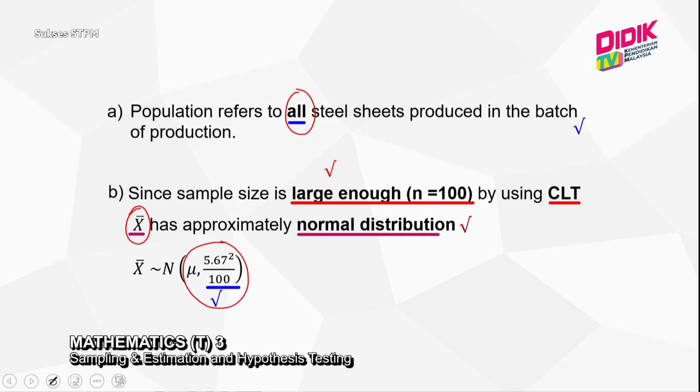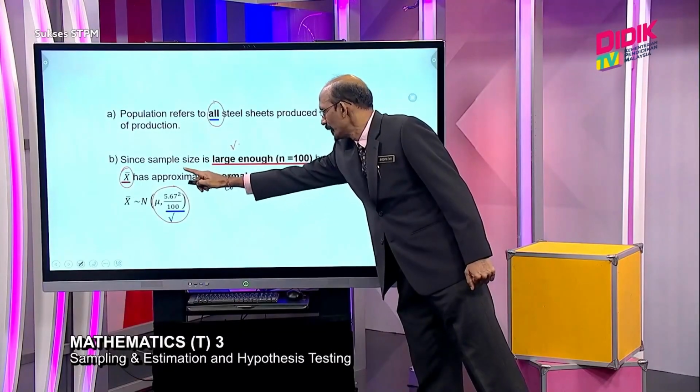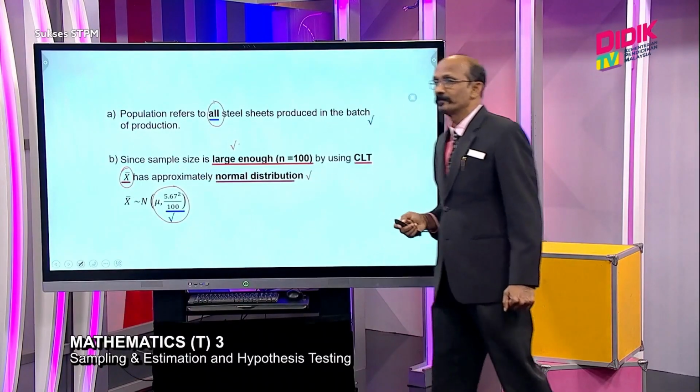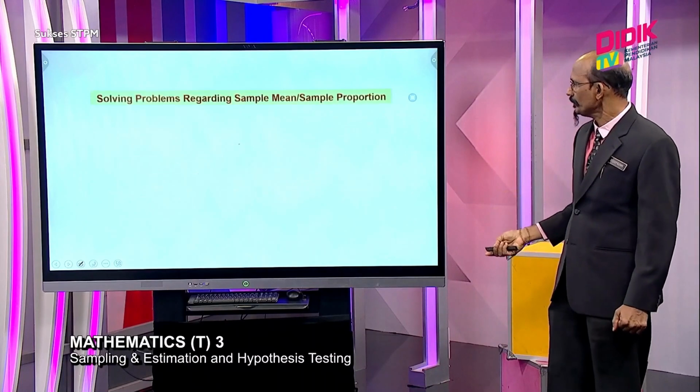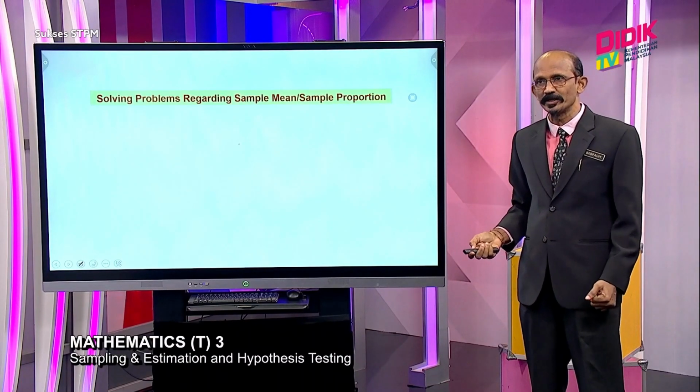Okay. So here clearly shown that this one and this one will give you 1 mark. The distribution is approximately normal. You will get 1 mark, and then your parameter you will get 1 mark. Alright, we continue. To solve problems regarding sample mean and sample proportion is very easy.